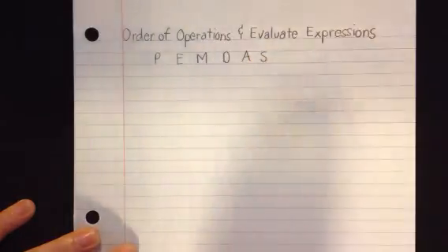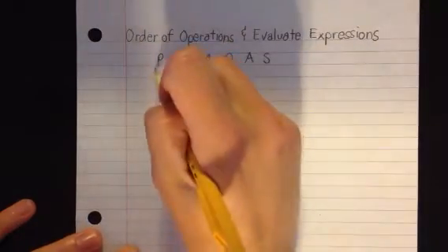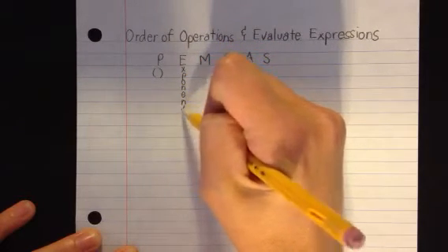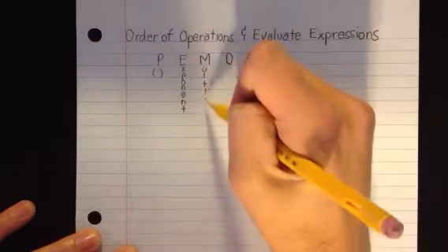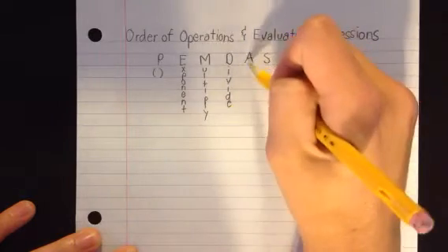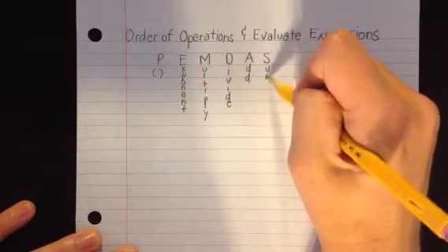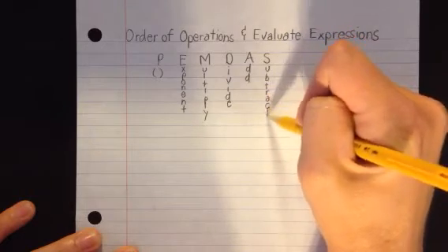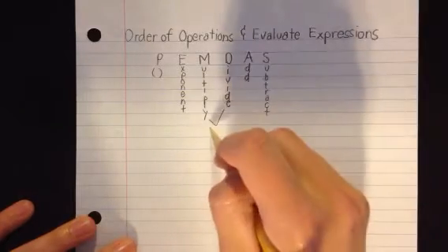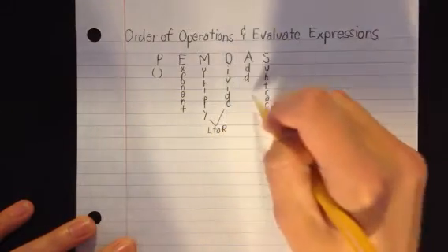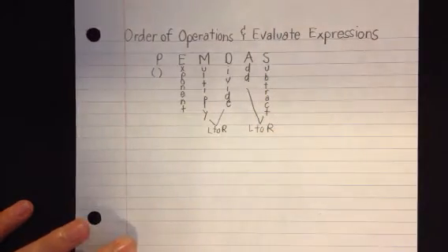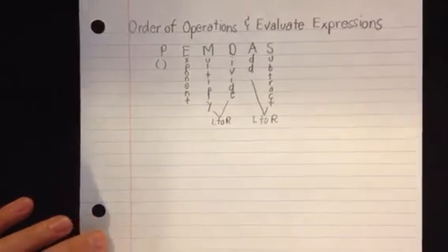PEMDAS, right? Where P stands for parentheses, E stands for exponent, M stands for multiply, D stands for divide, A stands for add, and S stands for subtract. Now I want you to remember, if you have an expression and you have multiply and divide, you're just going to read that left to right. Same goes for add and subtract. You will read that left to right. Alright, so let's just go ahead and jump into some examples.